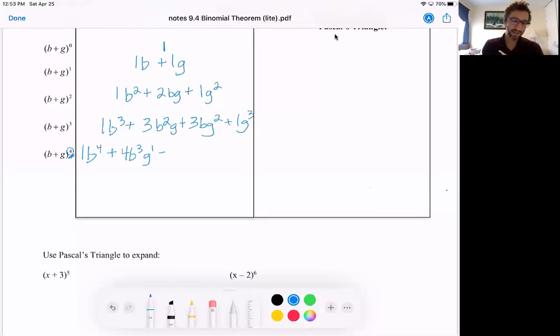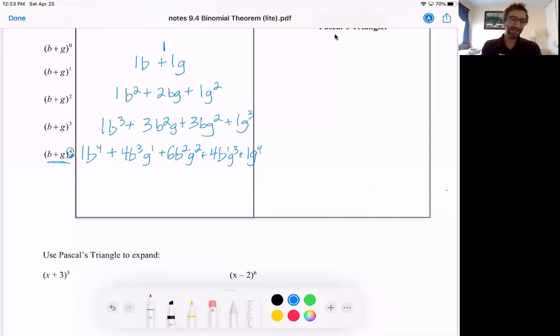The next one is going to have a coefficient of 6. We'll talk about where that comes from later. But can you figure out the variable part? It was b to the fourth, b to the third. Now we go b squared. And g started with no g's, then it went to g to the first, and now it's going to be g squared. And the next term is going to be a 4, and that's going to be b to the first, g cubed. And then the last term will be 1 g to the fourth.